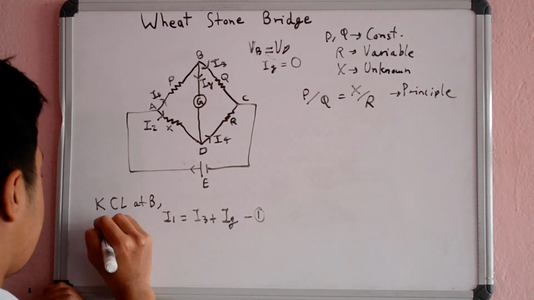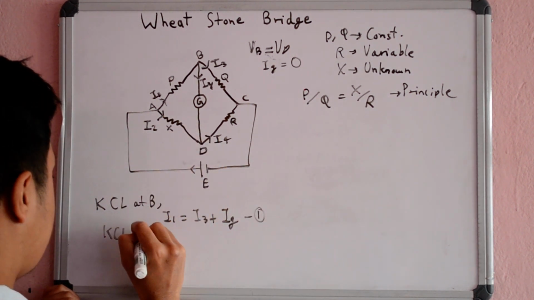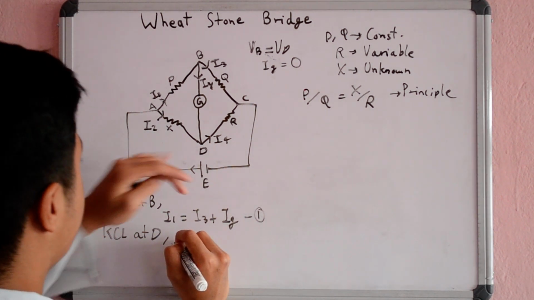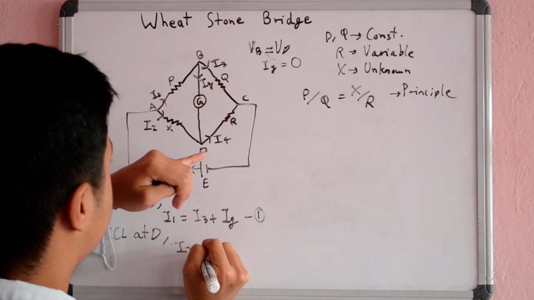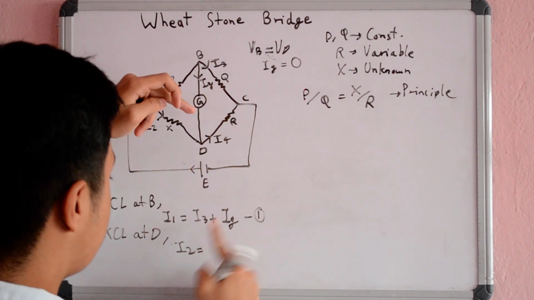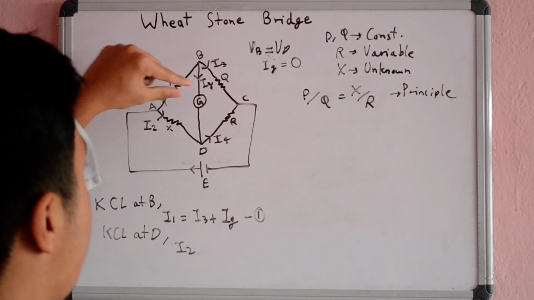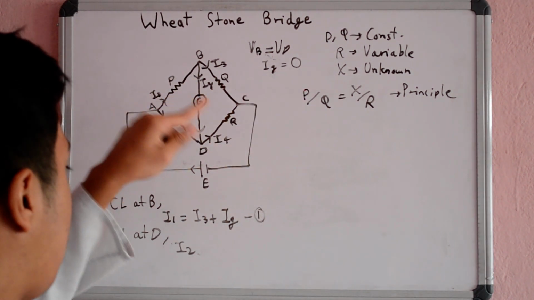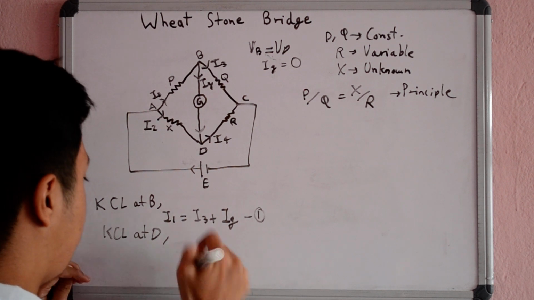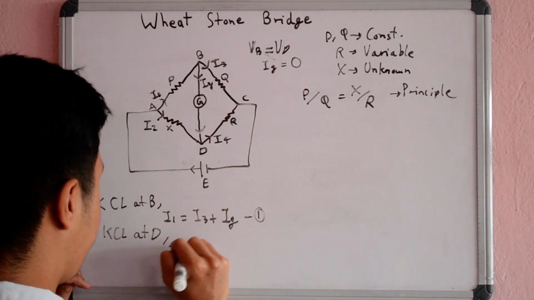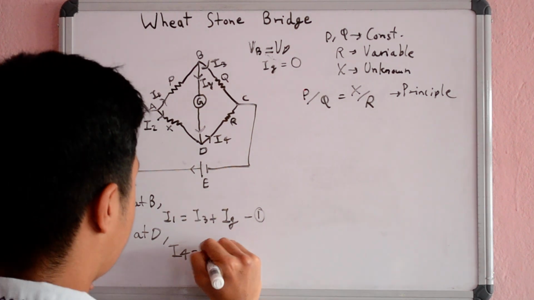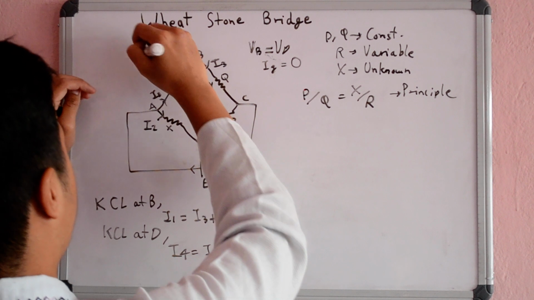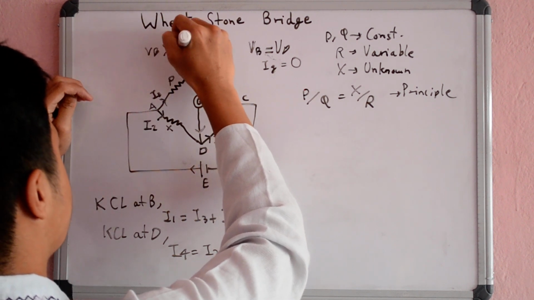Now again KCL at D, and again similarly, here in fact Ig is coming from here, so the current going in is I2 plus Ig equals I4. I'll write the I4 right here: I4 is equal to I2 plus Ig. We're taking the case in which the potential at B is greater than the potential at D.